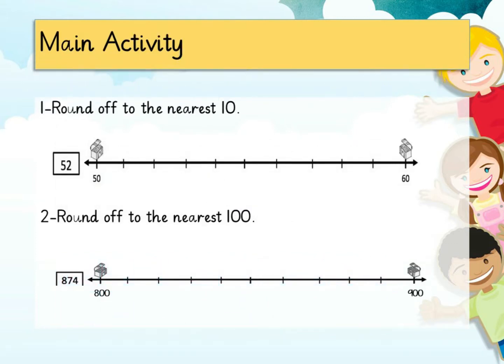Now this is the time to do some questions yourself. Round off to nearest 10 and the number given is 52. Question number 2, round off to the nearest 100 and the number given is 874. For both of the numbers, number lines have been drawn for you. That is also a help. Identify the middle number on both of the number lines and just see where the given number is falling, before the middle number or after the middle number. So take your thinking time.